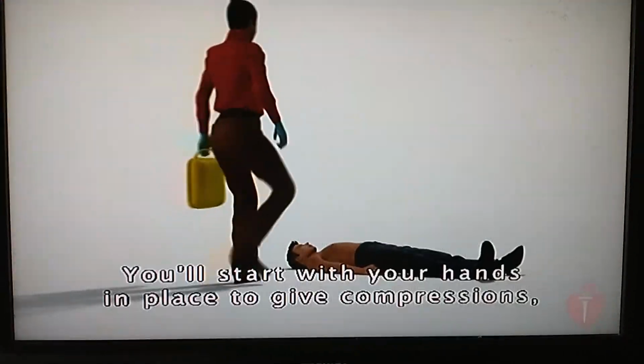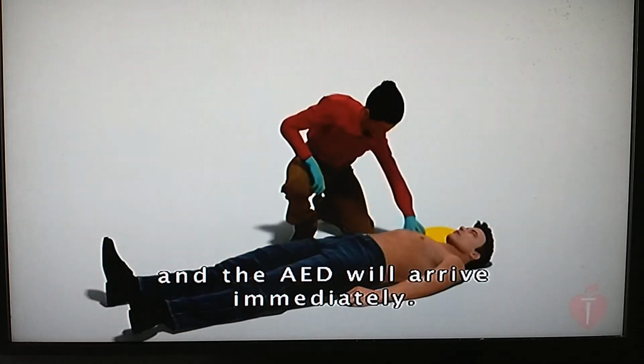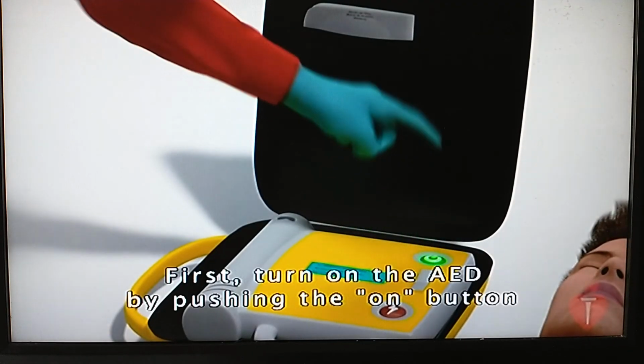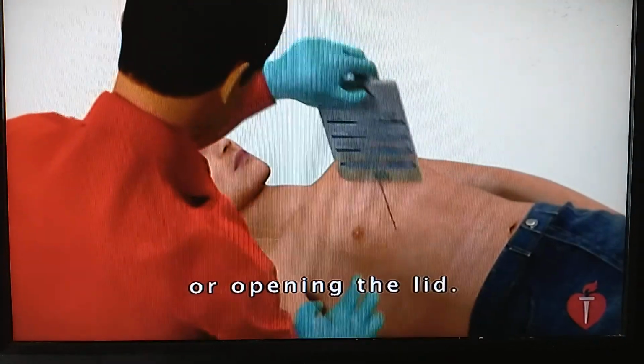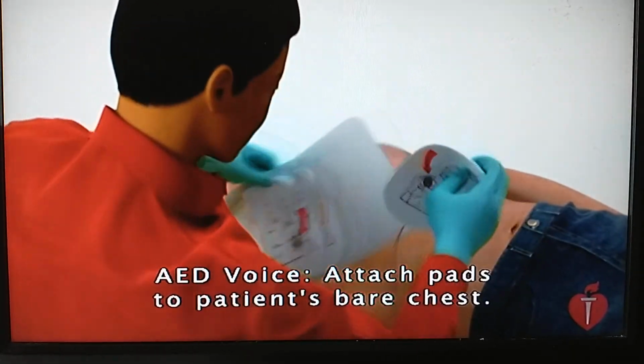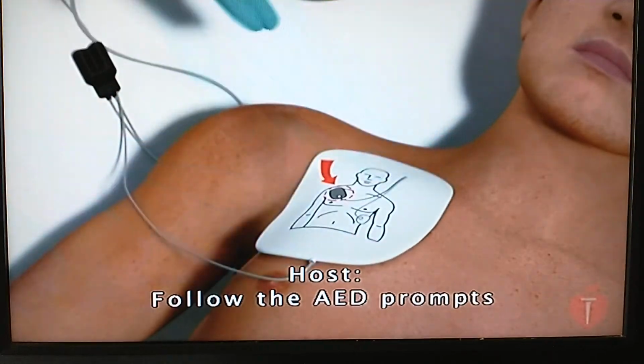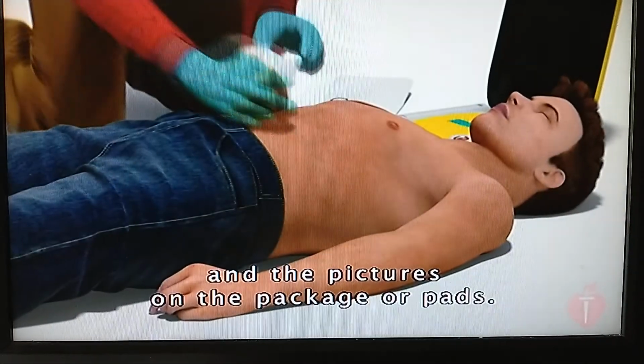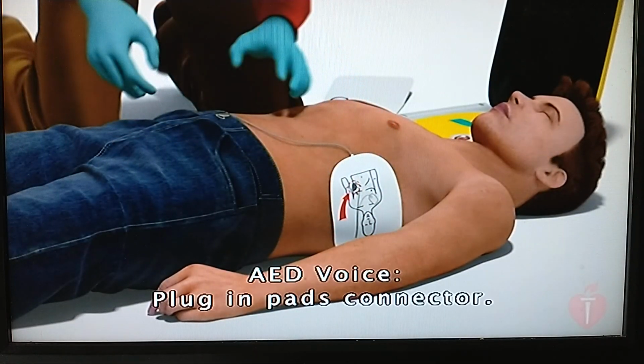You'll start with your hands in place to give compressions, and the AED will arrive immediately. First, turn on the AED by pushing the on button or opening the lid. Attach pads to patient's bare chest. Follow the AED prompts and the pictures on the package or pads. Plug in pads connector.